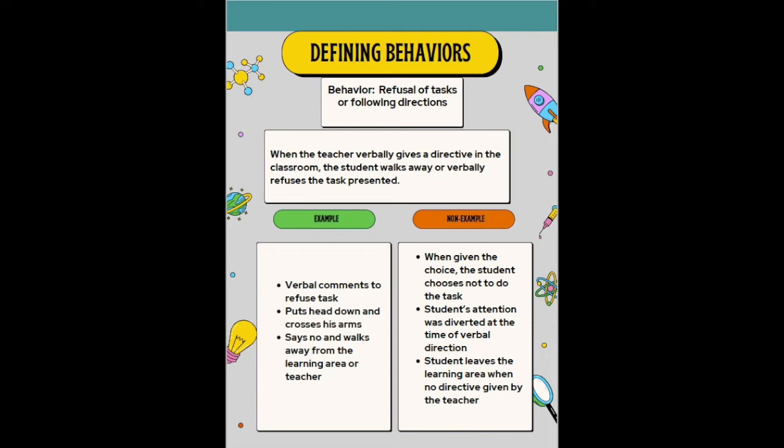Although a new definition exists, how can a stranger count or time the target behavior? Using the stranger test, we need to provide examples and non-examples for agreement of when to measure the problem behavior. Here are some examples for refusal that consist of verbal comments to refuse a task, or puts his head down and crosses his arms, or says no and walks away from the learning area or teacher.